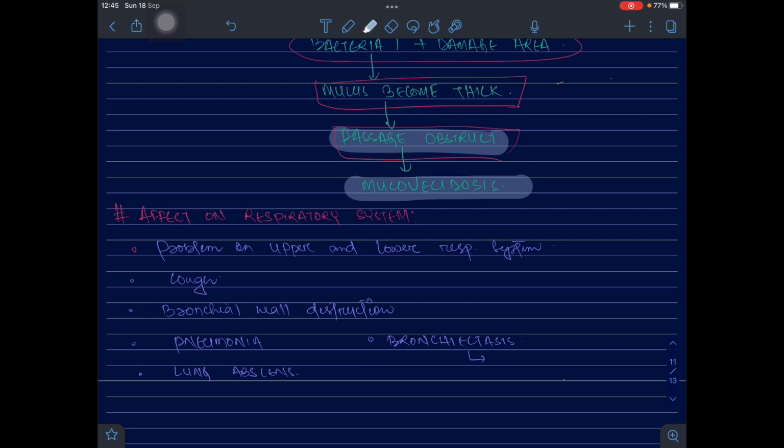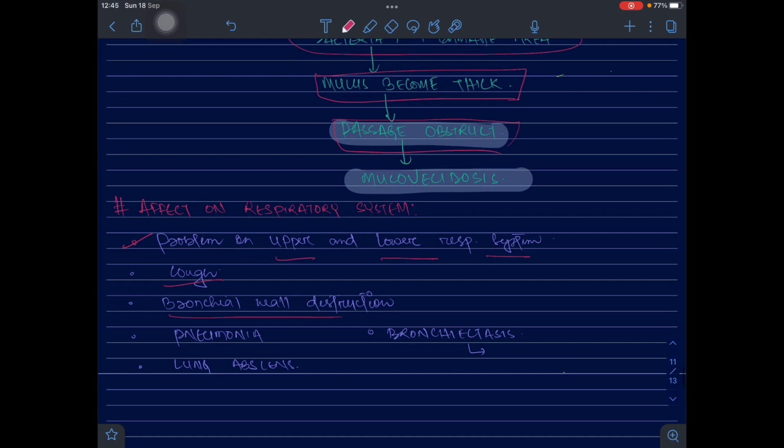So let's look at the effects on the respiratory system. First of all, there will be a problem in the upper and the lower respiratory system. There will be cough, bronchial wall destruction, pneumonia, lung abscess, and bronchiectasis. And what is bronchiectasis?